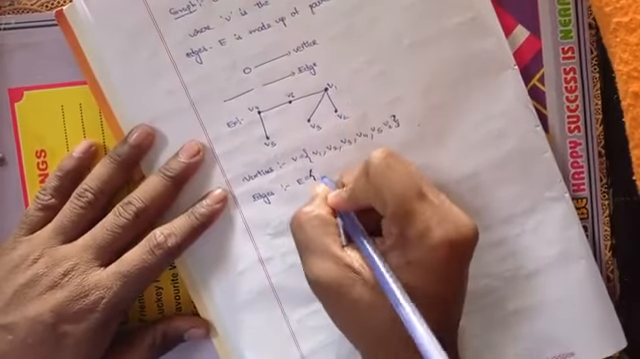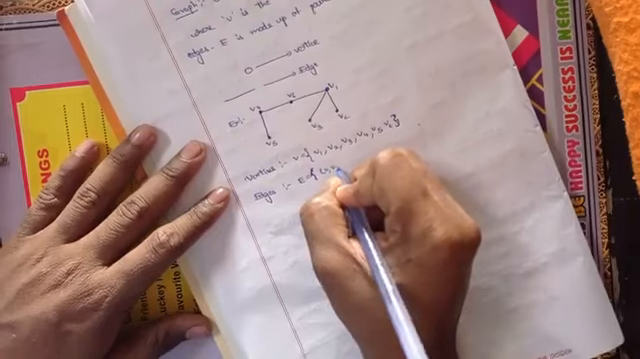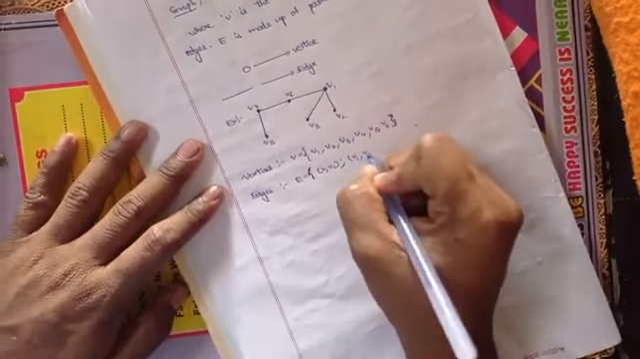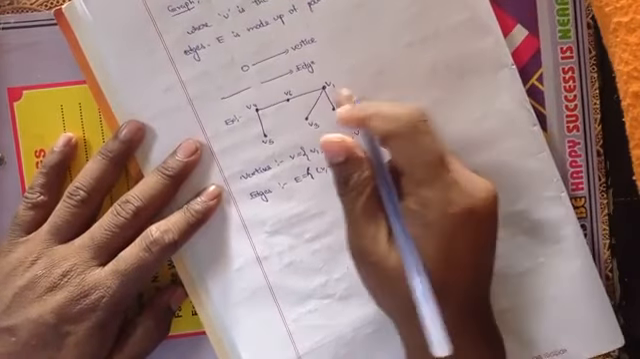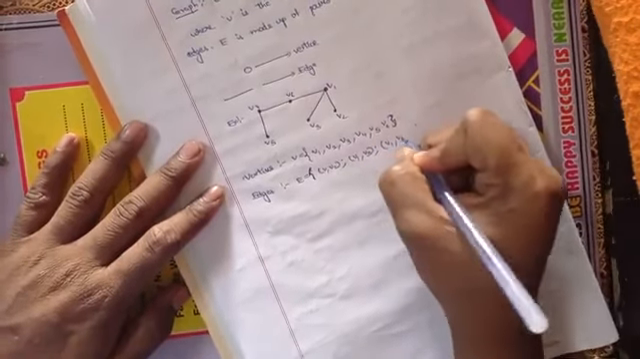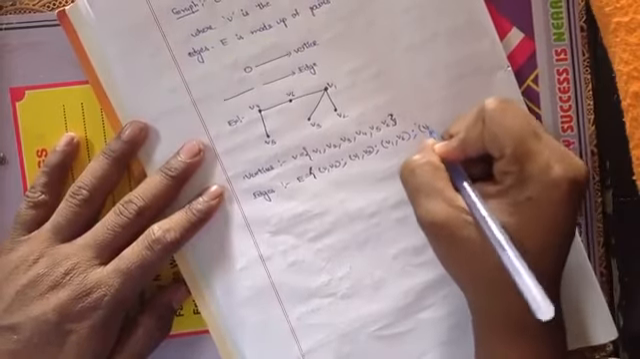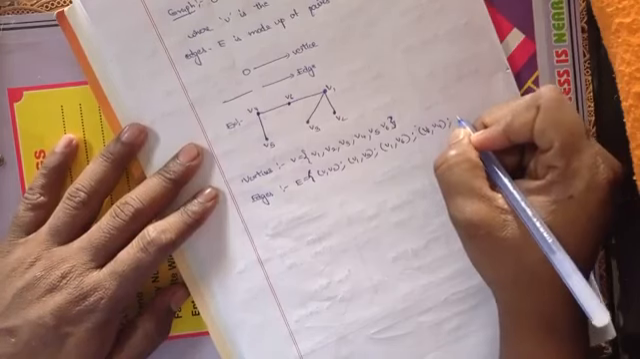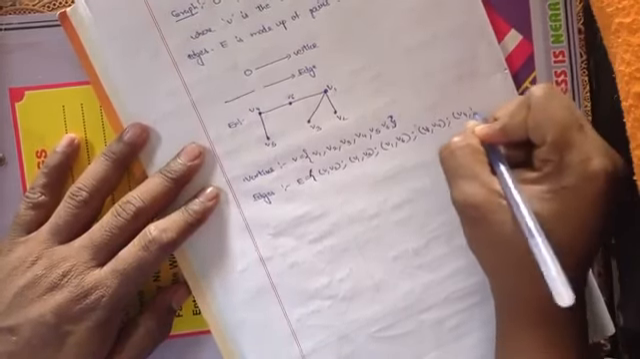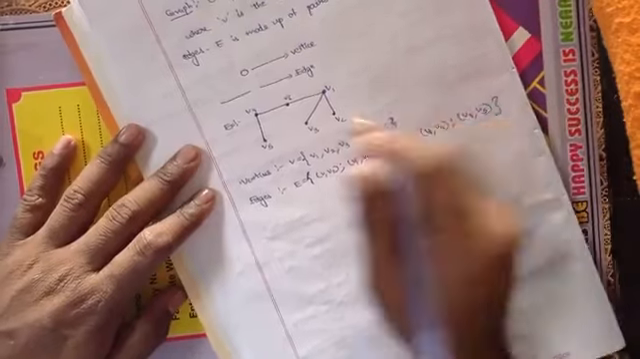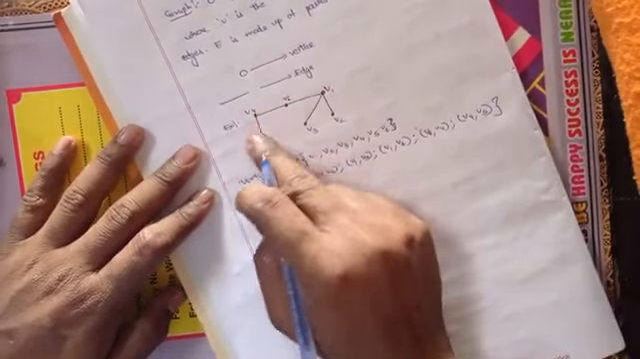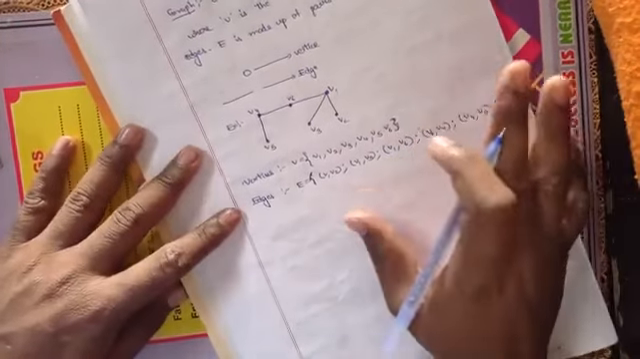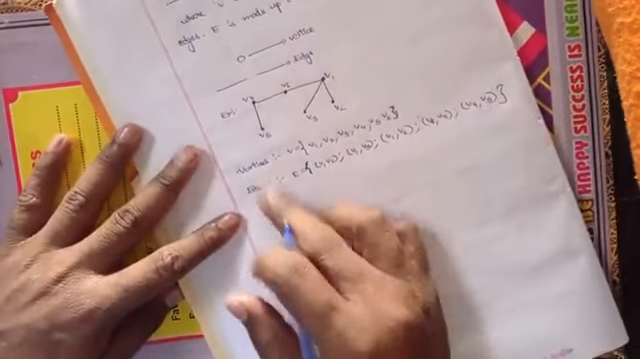So edges is equal to, let us draw all the edges. V1 comma V2, next V1 comma V3, next V1 comma V6, next V6 comma V4, next V4 comma V5. 1 2 3 4 5. So we got our 5 edges. So this is how we represent vertices as well as edges.